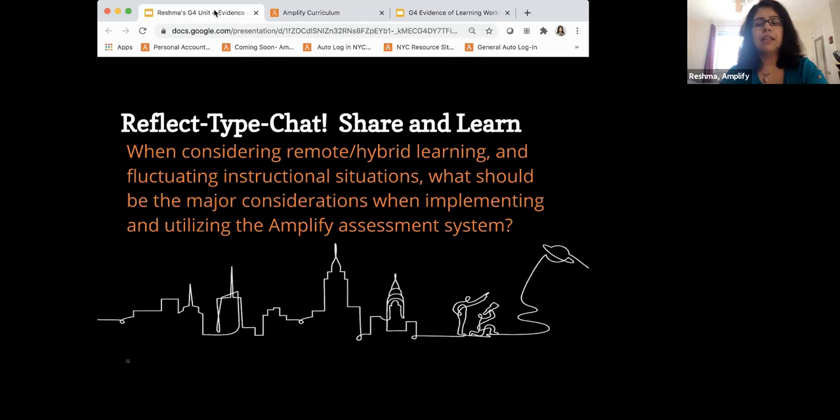And this is something that you had explored while you were engaging in your workspace activity. When considering remote hybrid learning and fluctuating instructional situations, what are some major considerations when you're implementing and utilizing the Amplify Science assessment system? Thank you all for sharing your ideas, and please do continue to add to the collaborative work doc so we can all continue to learn from each other.